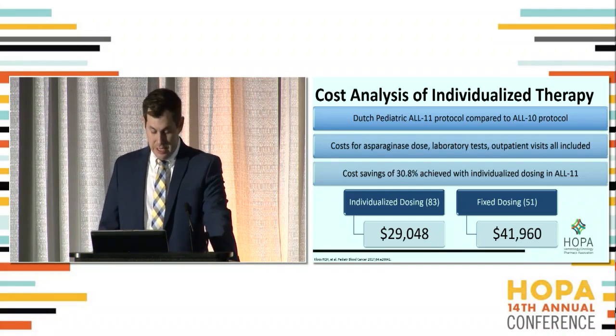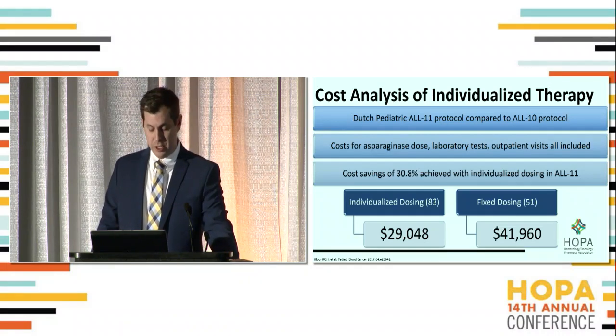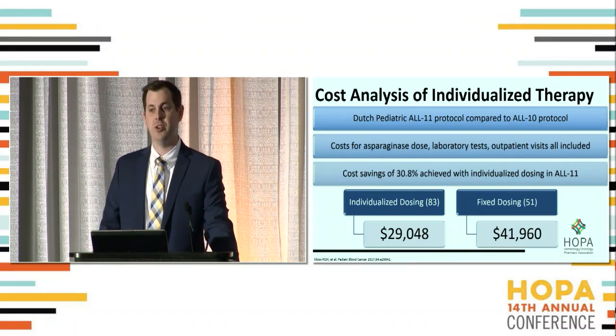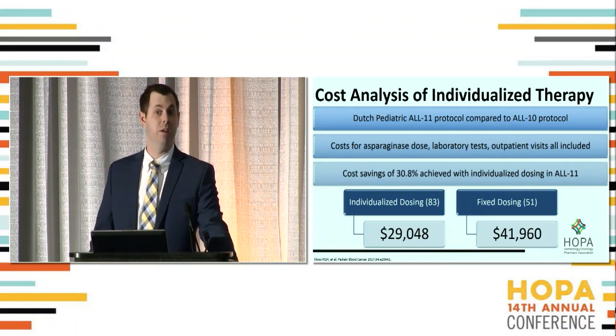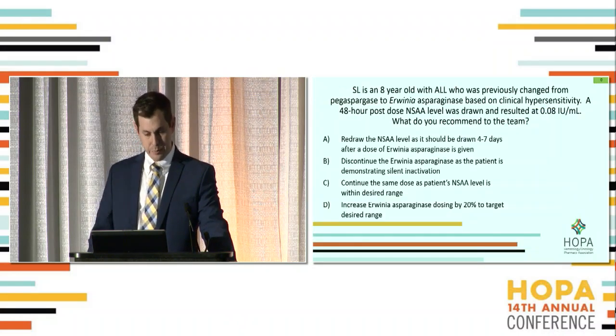And I think one thing that's really interesting is even though the Dutch group started at 1,500 international units per meter squared of PEG, if you look at the end results of their study, they were able to continue to adjust down their PEG doses to a median of 750 international units per meter squared, which is roughly 3 times lower than what we're using here. So again, maybe huge cost implications as we go forward.